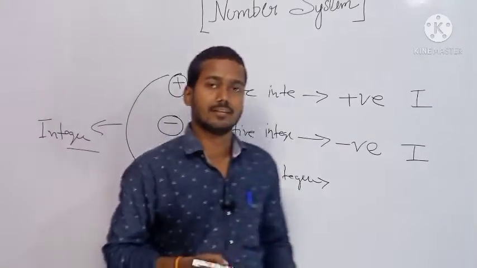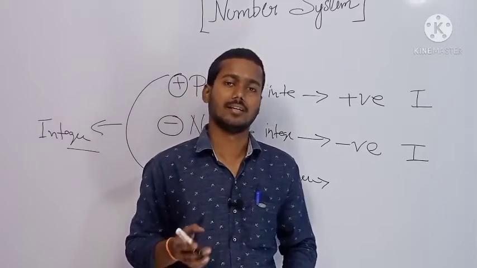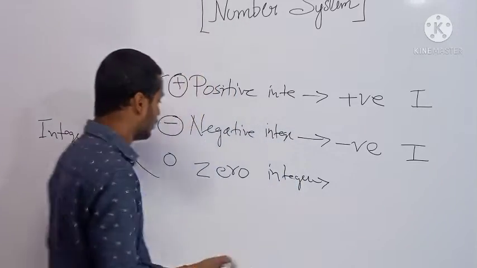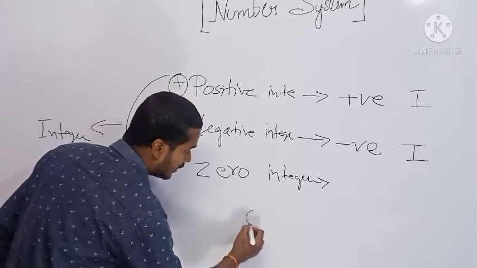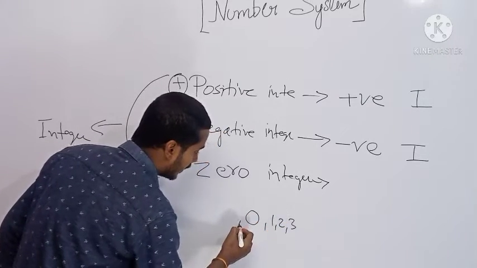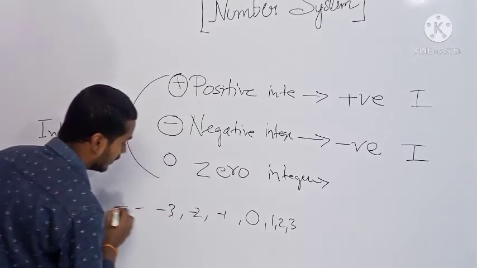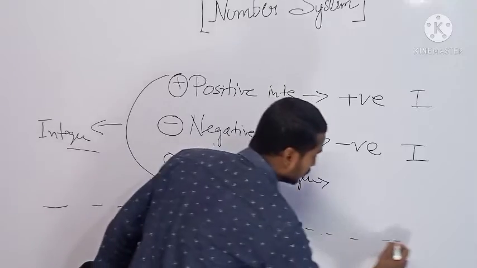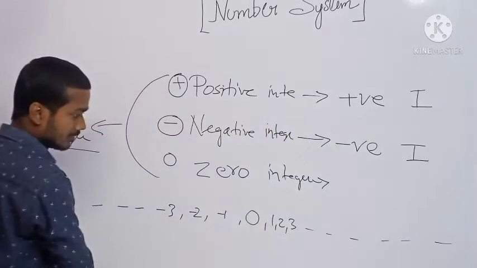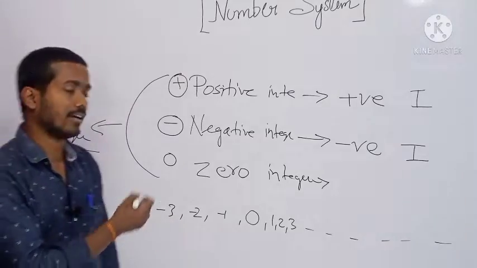As I said, integers don't have any fractional portion or decimal portion. So on a number line, 0, 1, 2, 3, like that, and -1, -2, -3, like that, moving towards the right hand side and towards the left hand side, including 0, are all integers.